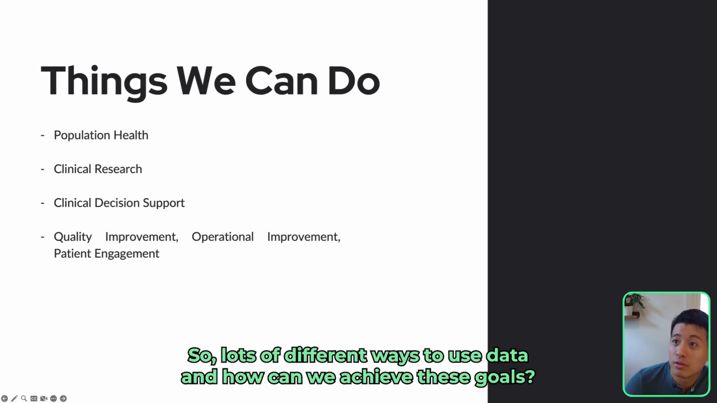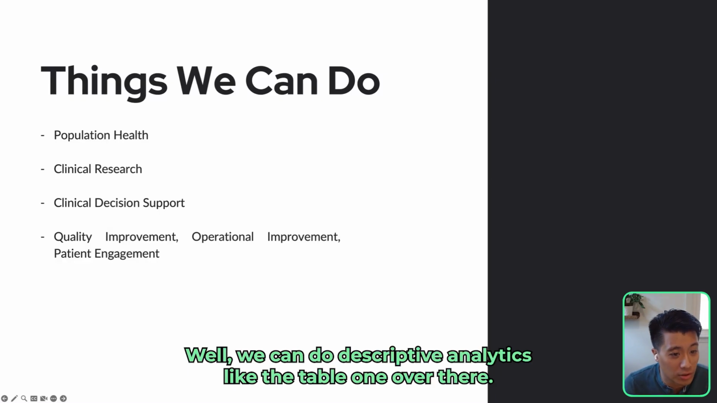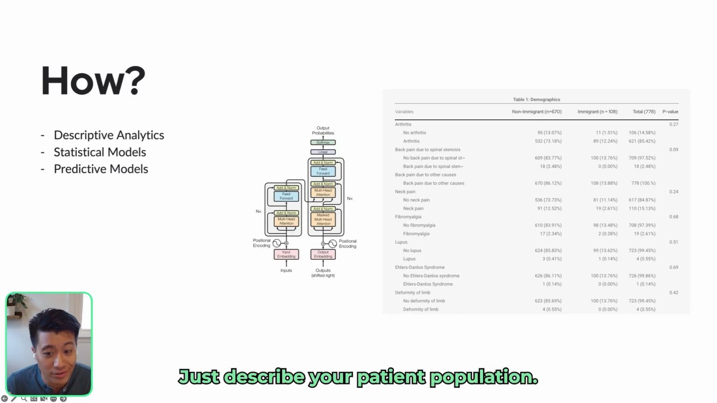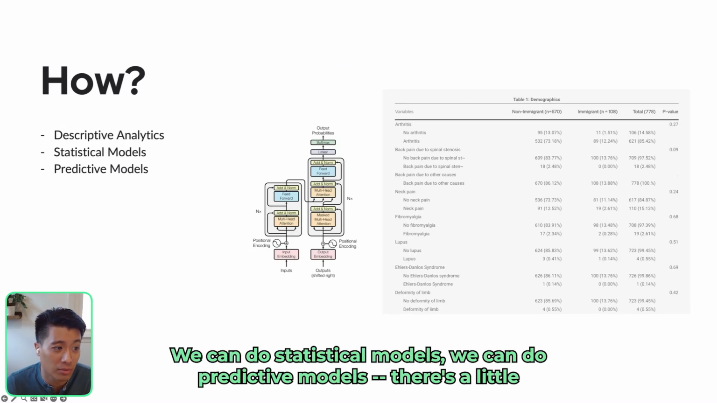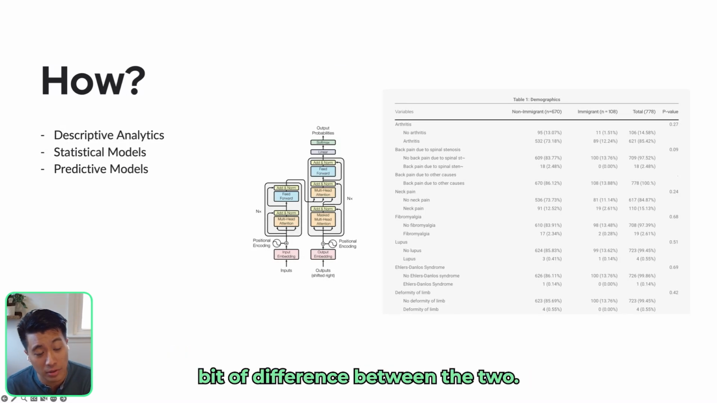And how can we achieve these goals? Well, we can do descriptive analytics, like the Table 1 over there, to just describe your patient population. We can do statistical models. We can do predictive models. There's a little bit of difference between the two.